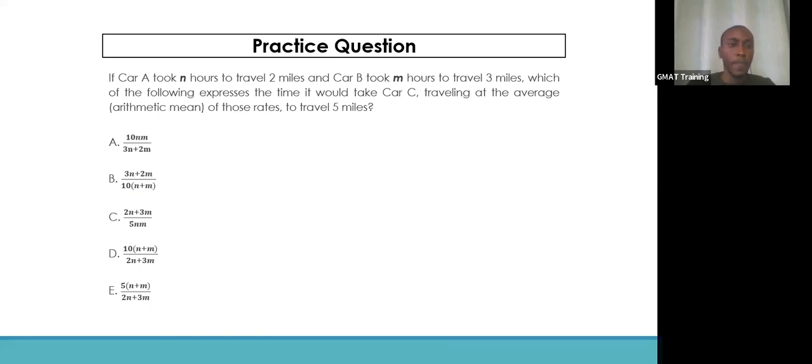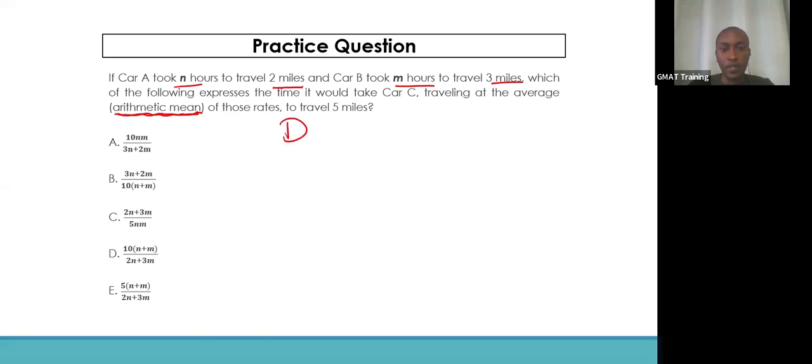Right, so if car A took N hours to travel 2 miles, car B took M hours to travel 3 miles, which of the following expresses the time it will take car C, traveling at the average speed, that's the arithmetic mean of those two rates, to travel 5 miles? Okay, interesting. We're talking about the arithmetic mean, and not the average speed.